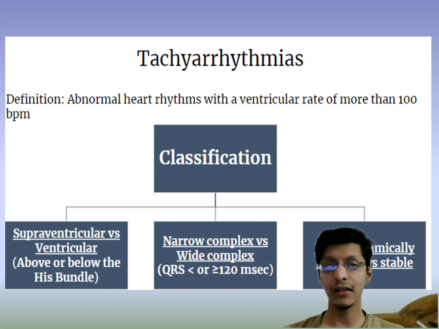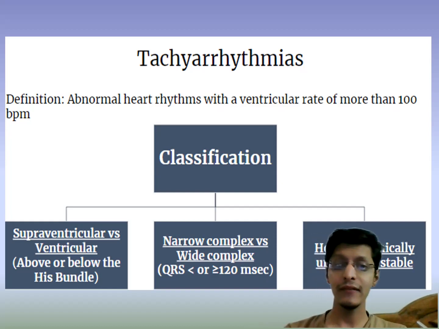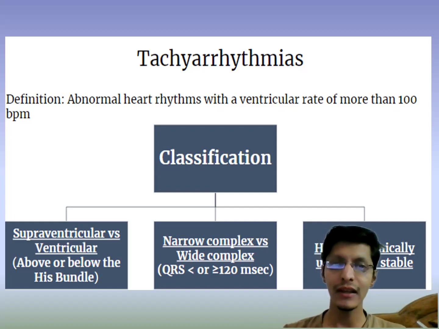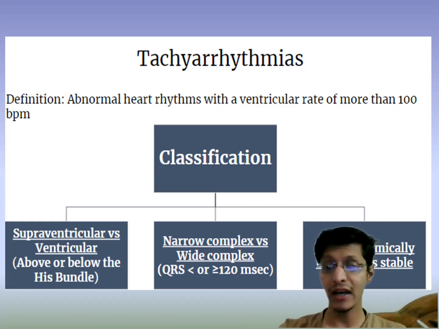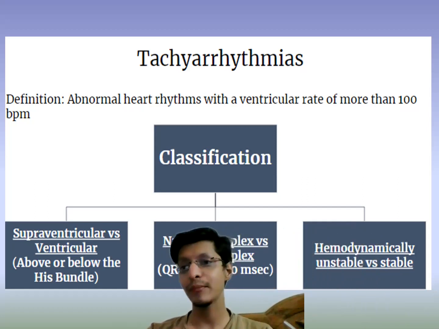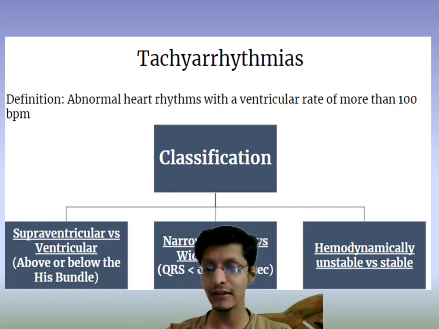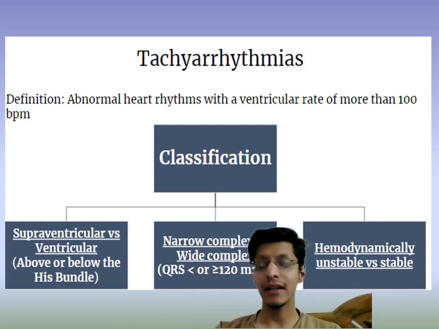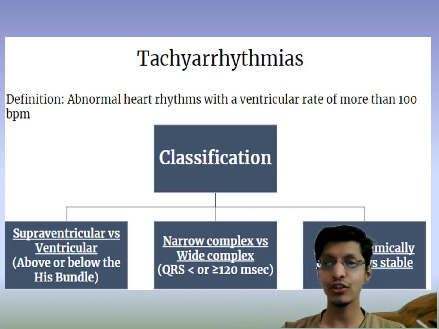Second is from the QRS complex. If it is more than 120 milliseconds or more than 3 small squares, we say it's a broad complex tachycardia. And the third one is whether the patient is hemodynamically stable or unstable, right? What is the BP of the patient? What is the oxygen saturation of the patient? Because the management will differ. This will tell us whether we have to cardiovert the patient or not.